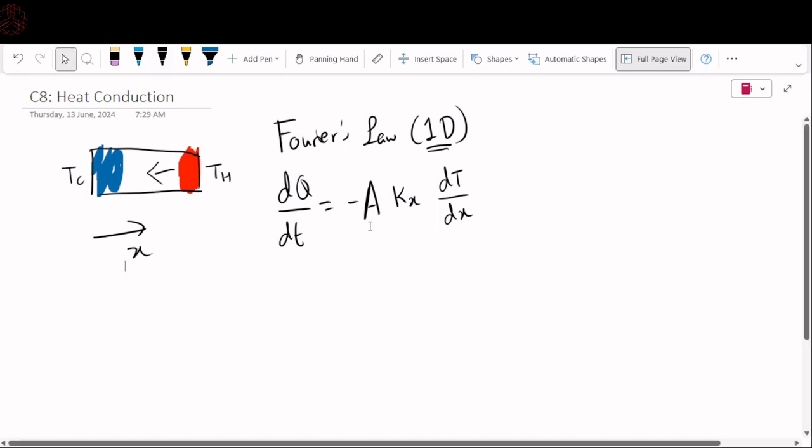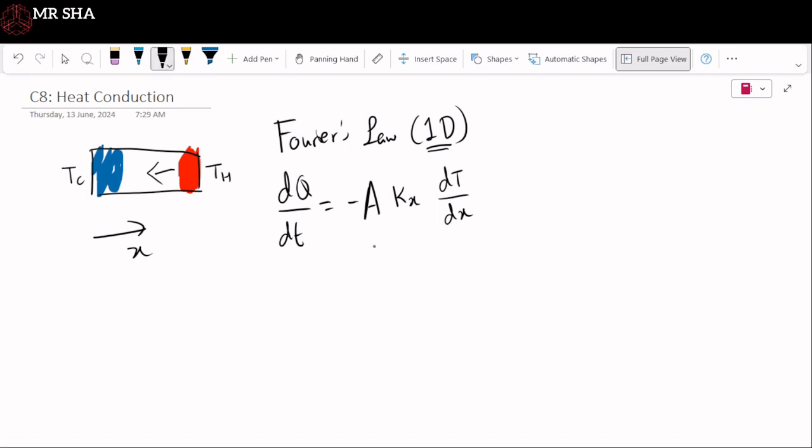So this is what Fourier's law tells us. It depends on how big of an area you have. It depends on the thermal conductivity coefficient, and then it depends on the temperature gradient. That's all it means. That's all it depends on.